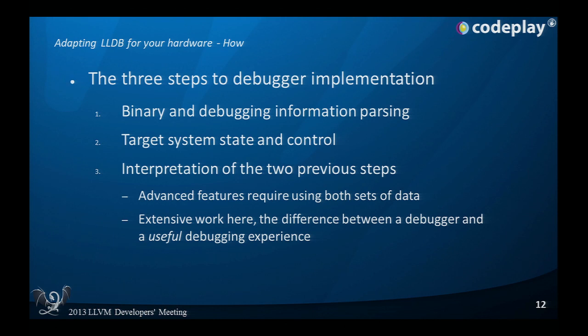The third step is kind of intermixing the previous 2. You need to take the debug information, and you need to take the state and control of your target system, and combine these in order to allow the creation of advanced features in your debugger. And it's step 3 which really is the difference between a bottom line debugger, just as low as you can go, really, and a useful debugger that your customers are going to want to use.